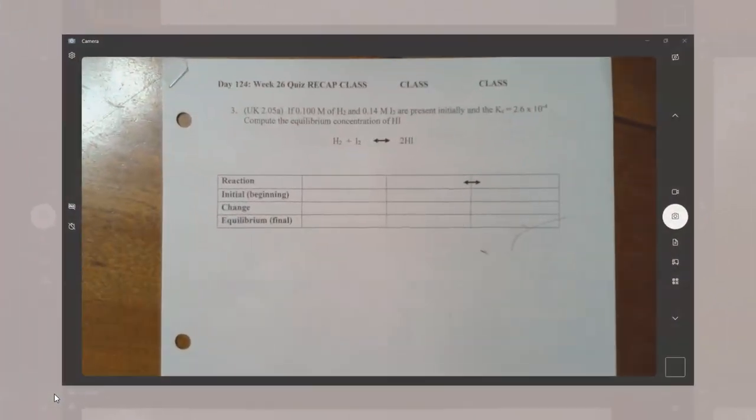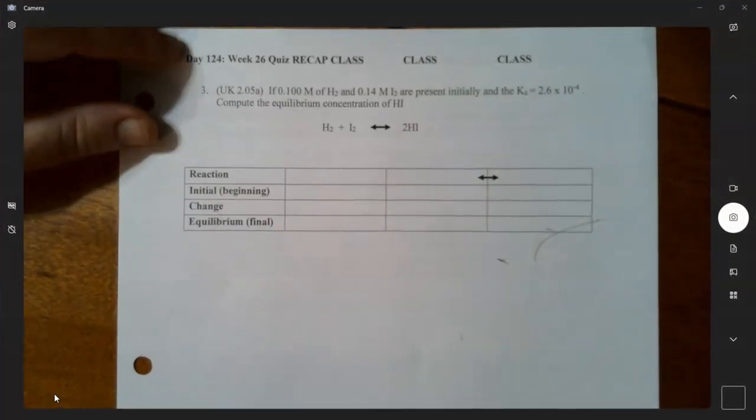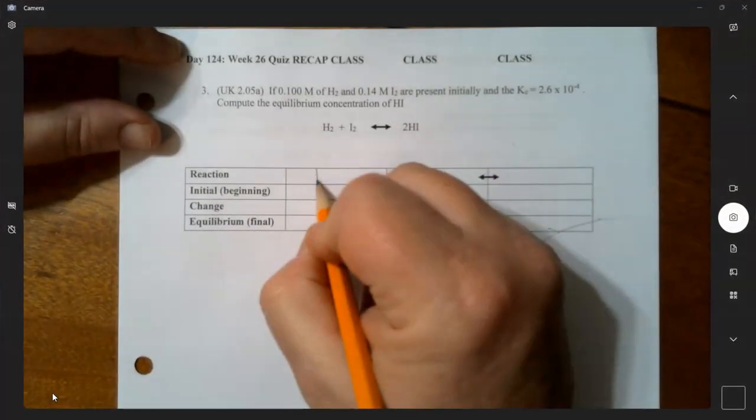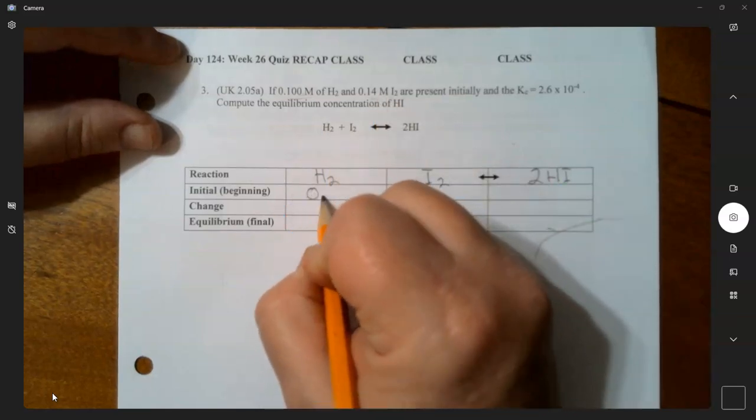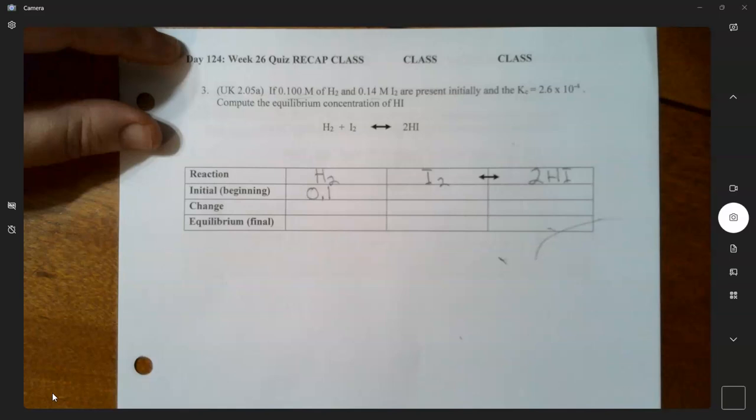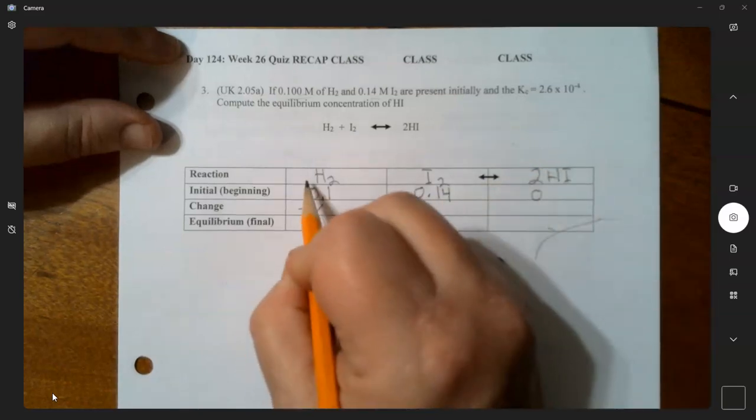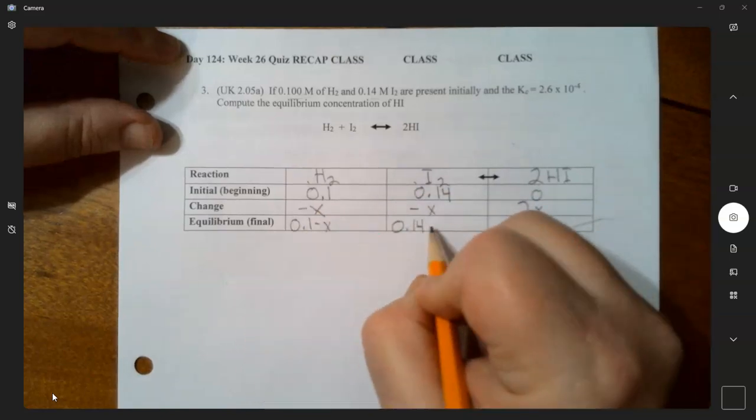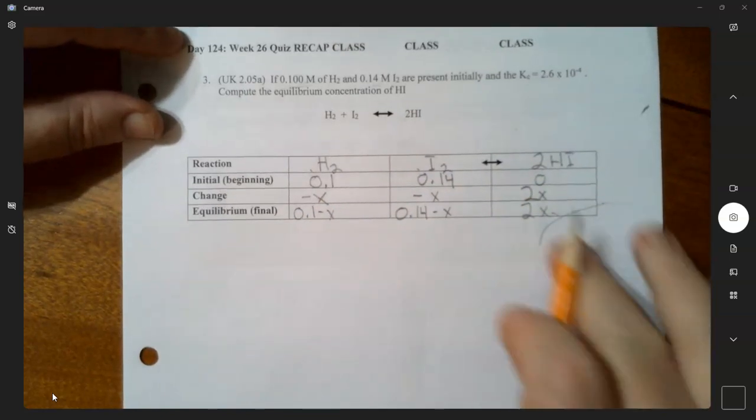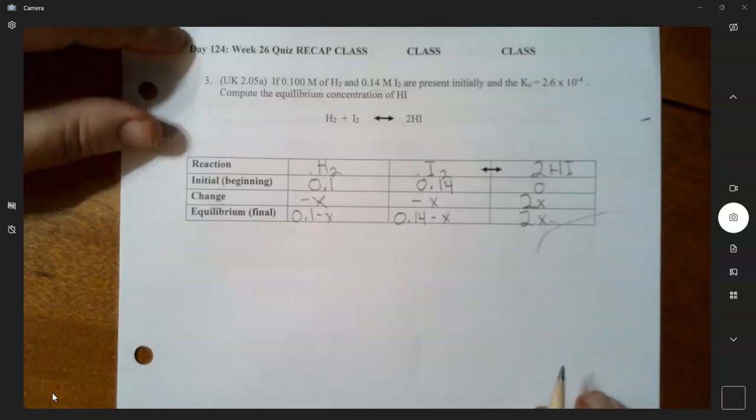Okay, problem number 3. I skipped over this one in class because it was very similar to number 1 and I wanted to get on some later problems, but let's go ahead and do it. Initial concentrations. So they're not the same this time. That's going to make this problem a little bit different. Coefficient 1, coefficient 1, coefficient 2. Okay, so be sure you understand this. Okay, how we got that.